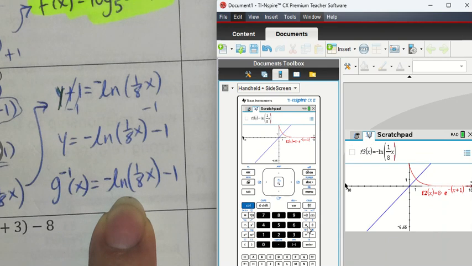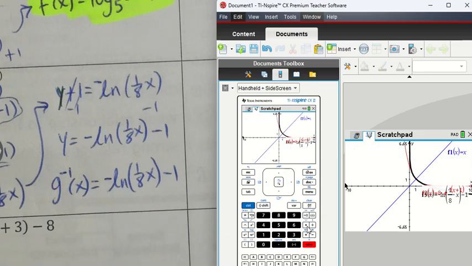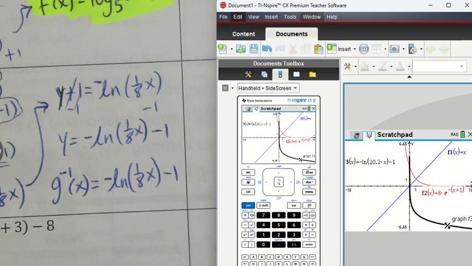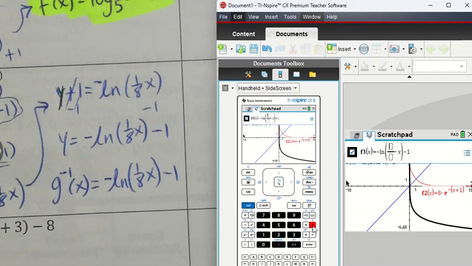x minus 1. And even though it doesn't seem like it's reflecting, let me move these out of the way. No, not that one. Let me retype that, sorry. Control divide.